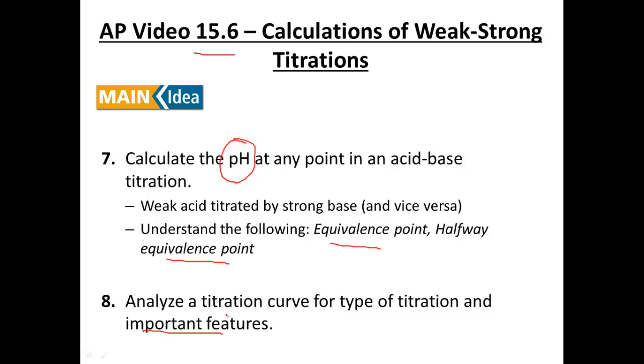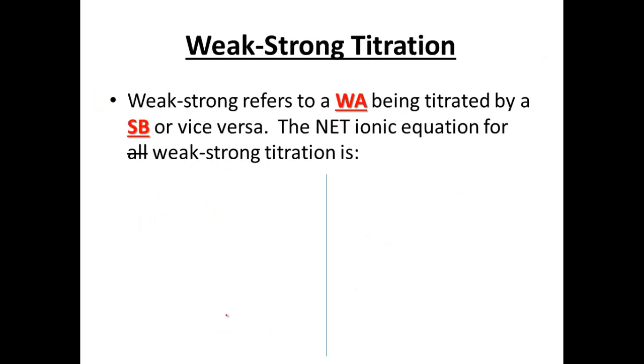I'm going to fly pretty fast this one. It's building off the last one, trying to show you some similarities and differences. Here we go. Weak strong titrations. A weak strong refers to a weak acid being titrated by a strong base, or vice versa, which would be a weak base titrated by a strong acid.